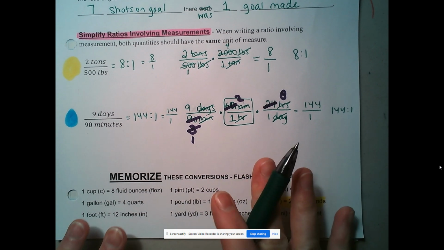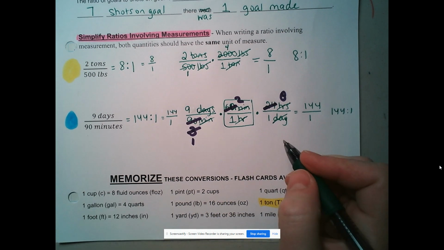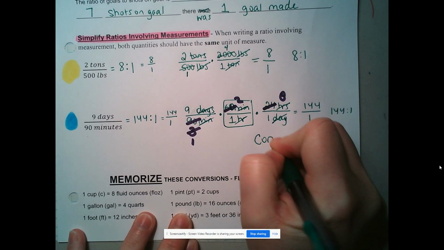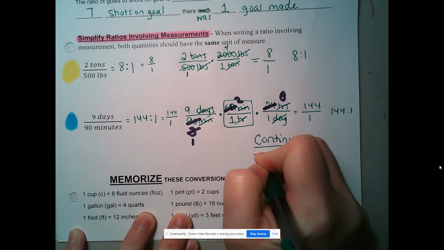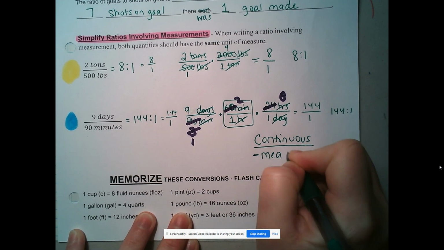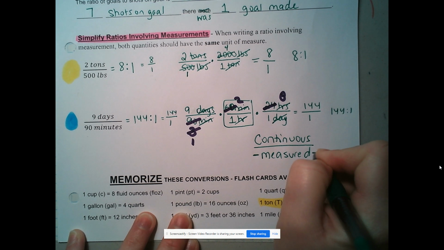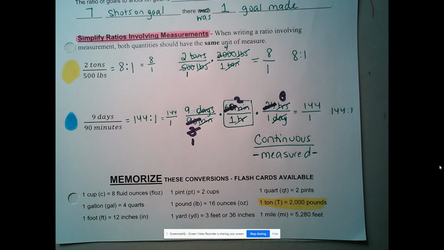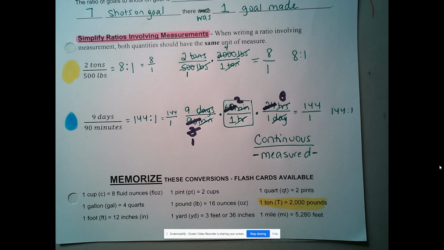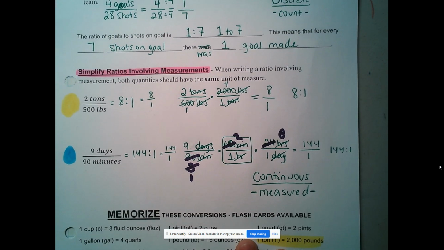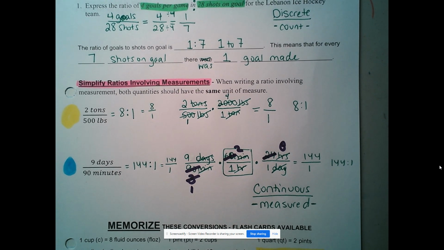Now, both of these things were things that we measure. They are called continuous. And that is a new vocabulary word. Continuous is the word for things that we measure. Anything that is measured in time, measured in length, measured in weight, those all fit under a category of continuous. So these are continuous values, and the one up at the top was, again, a discrete value because we counted it.